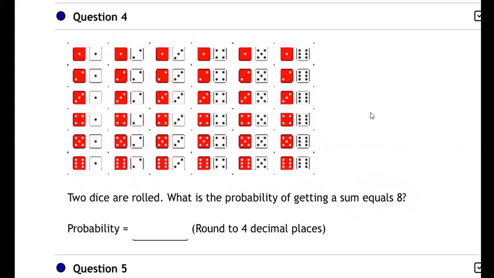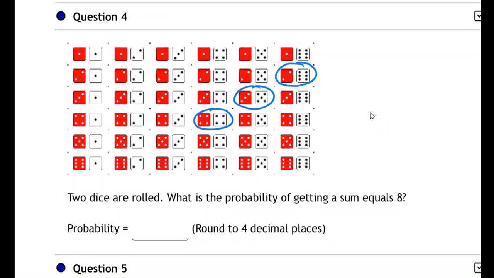Can you see any place where the two dice add up to be 8? How about right there? See how the total is 8, 2 and 6? Do you see another one? Three and 5. Right there, yeah. How about another one? 4. Yeah, 4 and 4.